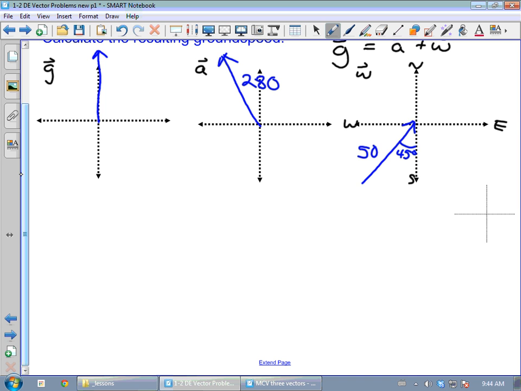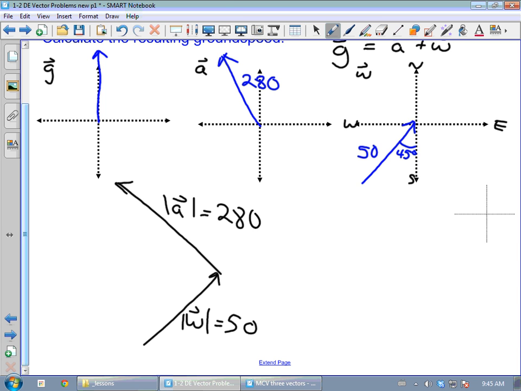So we are going to do A plus W. So we'll just start with W like this. Okay, and the magnitude of W is 50. And we know that A has to do something like this, and the magnitude of A is 280. And we know that when we add those two together, we get something that goes vertically, okay, because that ground vector, or that ground speed, has got to go due north.